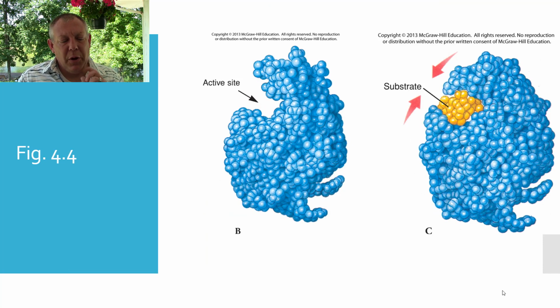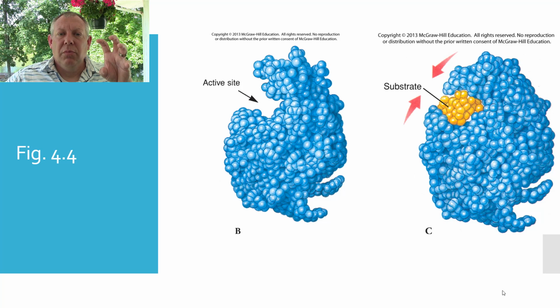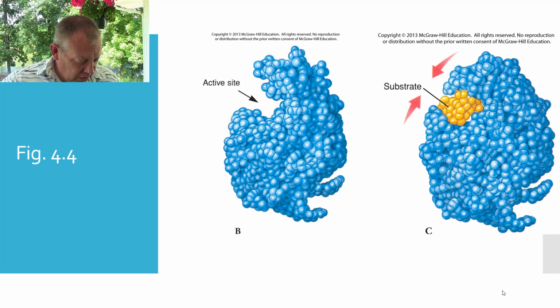So here's a figure from your book, just showing you a general diagram of an enzyme. You've got this big molecule, which is going to be a protein. You remember proteins are big and they've got funky shapes, and it's got an active site. The molecule it works on is going to fit into that active site, and the enzyme is going to catalyze a reaction on that substrate. And the enzyme itself is not going to be changed.